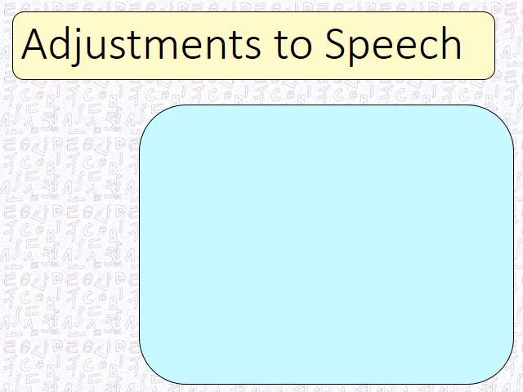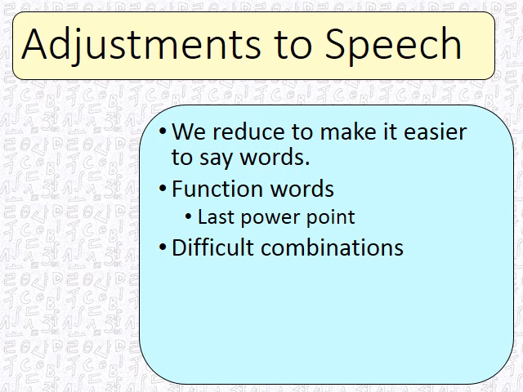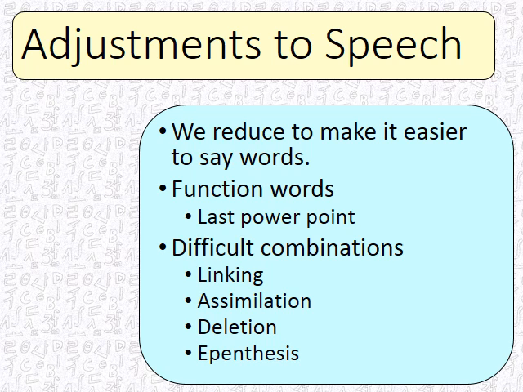Adjustments to speech. Basically, like I said, we reduce things to make it easier to say. This includes function words, like we had in the last PowerPoint, but there are also other things that we do to make it easier to say words. The last PowerPoint had the function words. There are also some difficult combinations, which is what this PowerPoint is about. Linking, assimilation, deletion, and epenthesis.